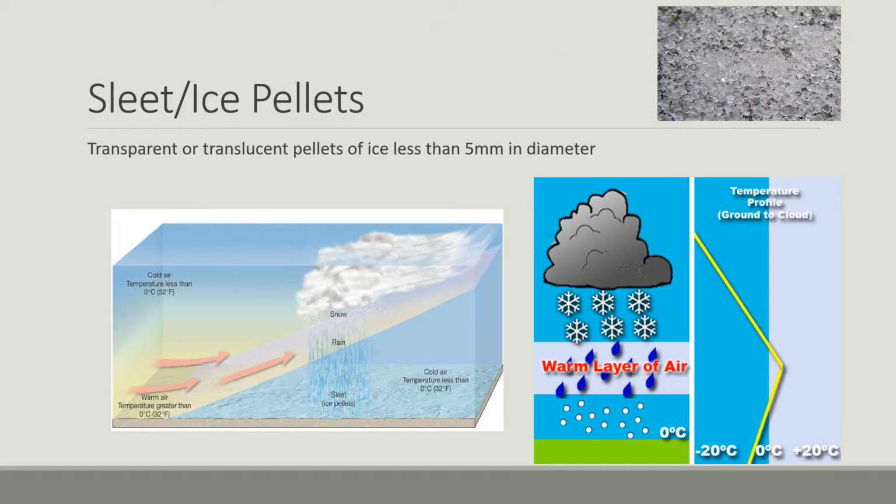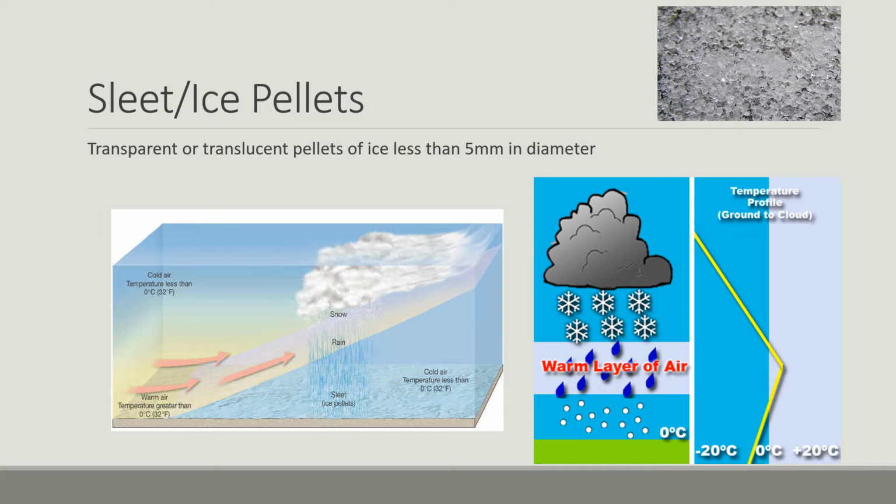Sleet or ice pellets are transparent or translucent pellets of ice. They tend to be fairly small, less than 5 millimeters in diameter. Now, this is very different than hail, and we're going to talk about hail in a second, but A, it's going to be much smaller, and B, it's going to be much clearer because it freezes much faster, so it ends up being much clearer than we typically see.